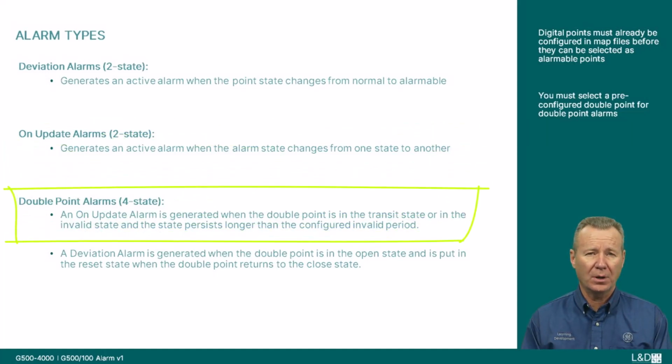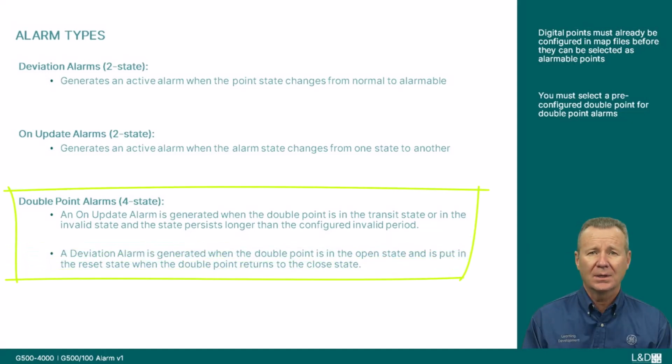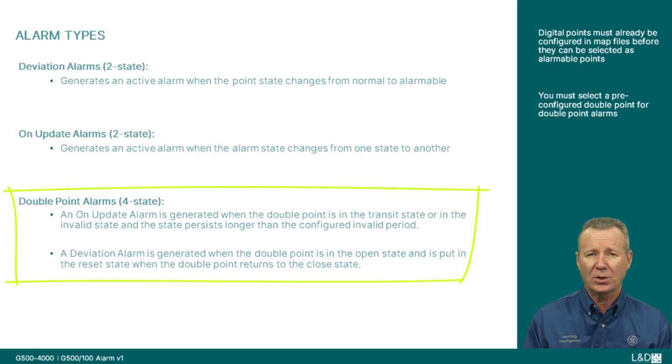Four-state double point alarms. An on-update alarm is generated when the double point is in the transit state or in the invalid state and the state persists longer than the configured invalid period of time. The on-update alarm is archived when it is acknowledged. A deviation alarm is generated when the double point is in the open state and is put in the reset state when the double point returns to the closed state. The deviation alarm is archived when the alarm state is reset and is acknowledged.